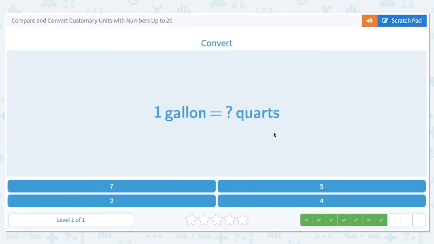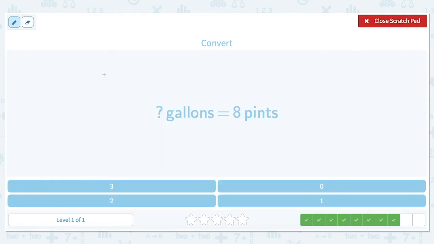1 gallon equals how many quarts? So again, this is one that you may or may not be familiar with. It is 4. A gallon equals 4 quarts. A gallon equals how many pints? So let me show you a little bit of a conversion here that is very helpful.